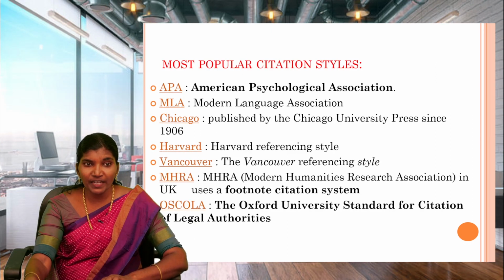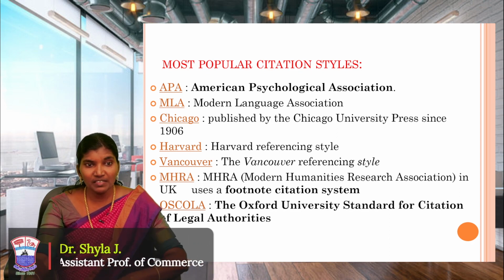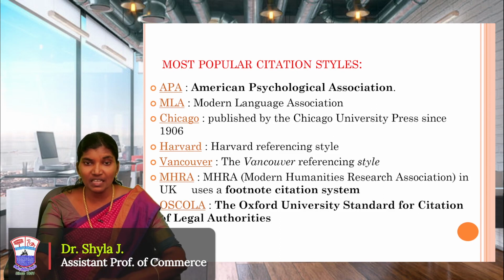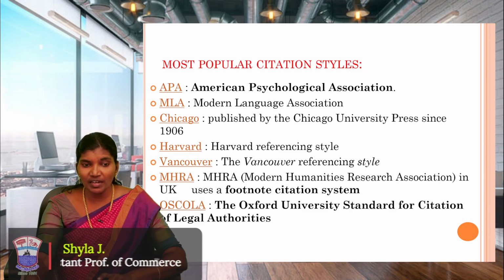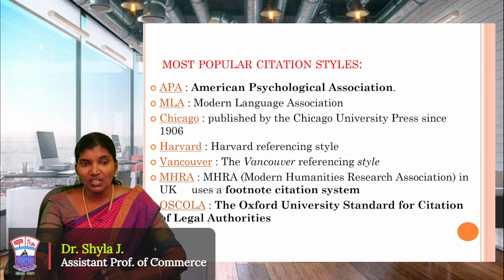Here we are going to explain the most popular citation styles available nowadays. First we see APA style, that is American Psychological Association citation style. Another one is MLA, that is Modern Language Association citation style. Another one is Chicago, published by the Chicago University, which is also one of the most popular citation styles. Others are Harvard referencing style, Vancouver referencing style, MHRA and OSCOLA reference style. So these are the various citation styles available. We can choose based on your subject area.